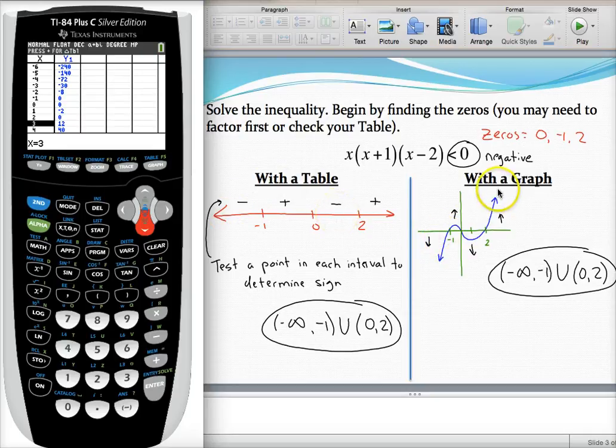So once again, I was checking to see where the graph is negative. The two intervals where the graph was negative, just like we saw using the graph, if we use the table, anywhere from -infinity to -1, the graph is negative, and also between 0 and 2. The graph is below 0 and negative. So those two intervals represent my solution.